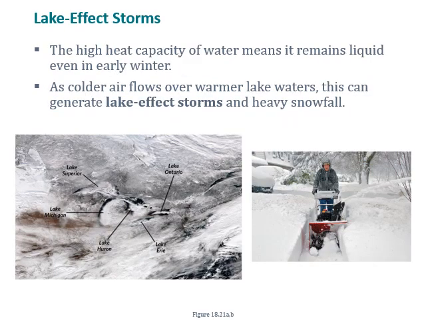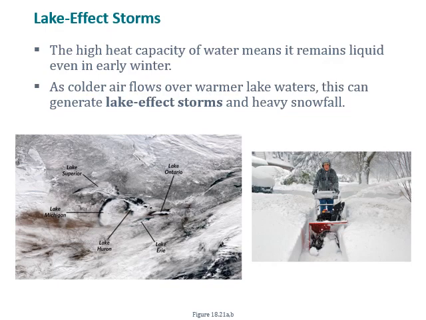Lake effect storms also occur as a result of the difference in heat capacity of water and land. The high heat capacity of water means it remains liquid even in the early winter as temperatures are becoming consistently lower. As colder air flows over warmer lake waters, this can generate lake effect storms, producing heavy snowfall.